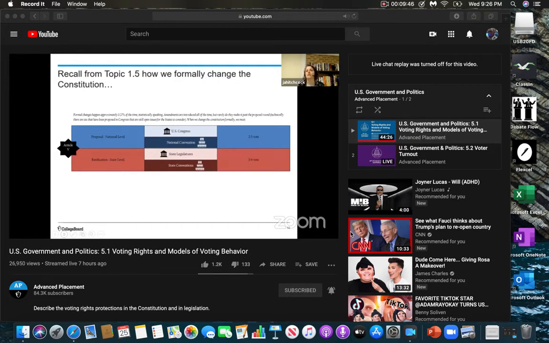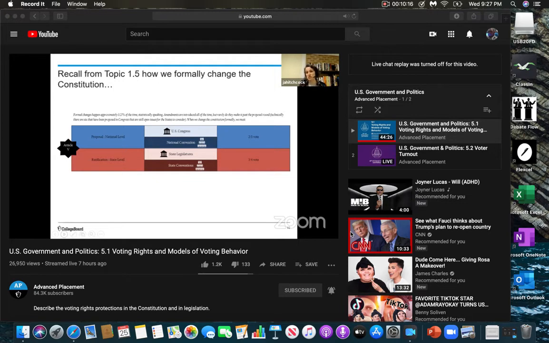Remember from topic 1.5, when we want to challenge or change the Constitution, there's a two-step process. The first step happens at the national level, with either Congress or a national convention voting on some proposed constitutional amendment. They have to have a 2/3 vote of all the members, whether in Congress or in the convention. And then once it comes out of that national level, it's going to continue on to the state level.